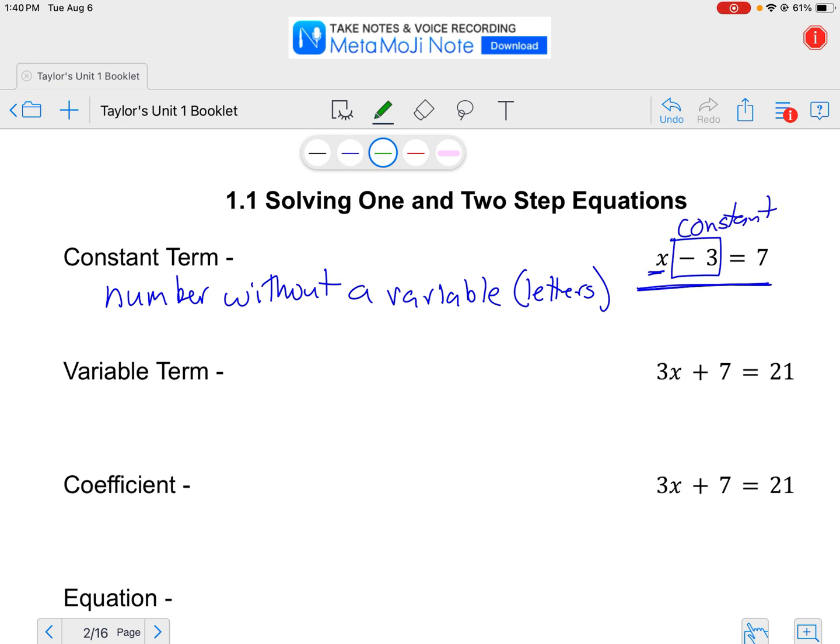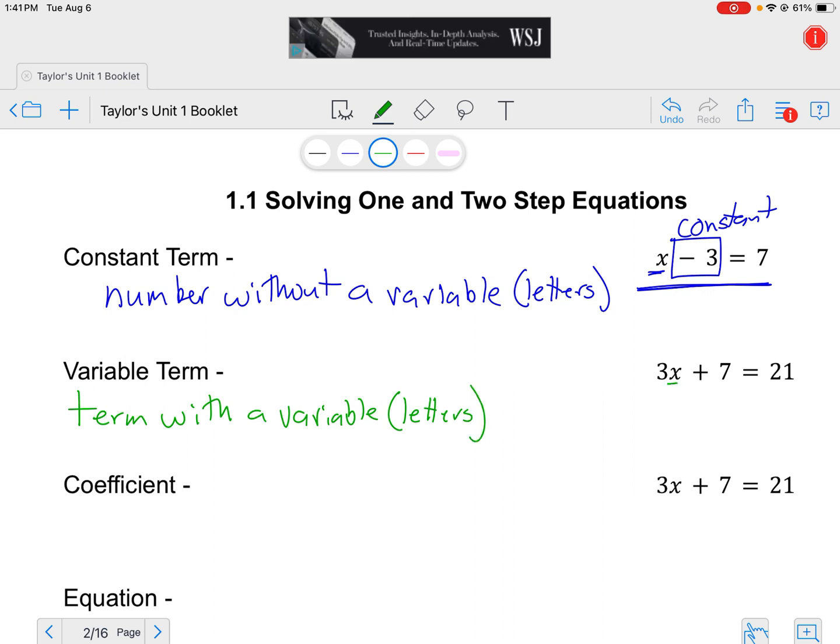Next, we're going to talk about variable term. A variable term is a term with a variable. And again, remember that variables are represented by letters. So what we're looking for is our letter. So here is our x, and the term is going to be everything until we hit a plus or a minus sign. So this is my variable term.